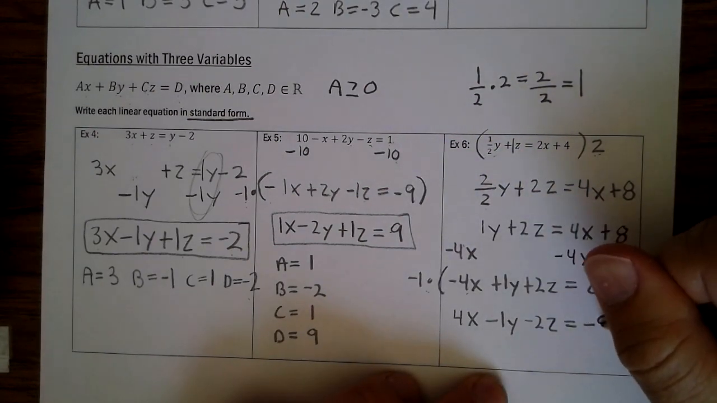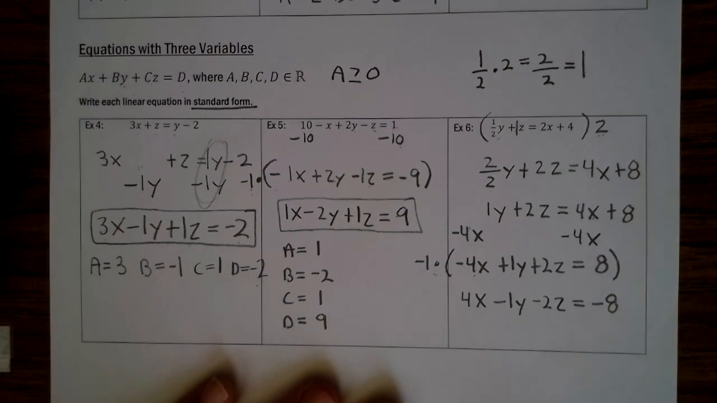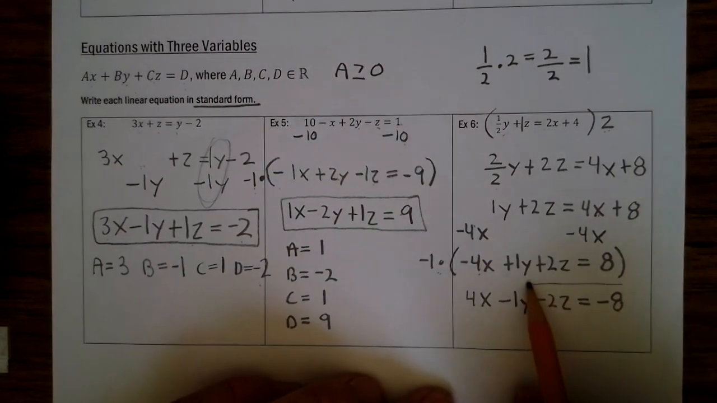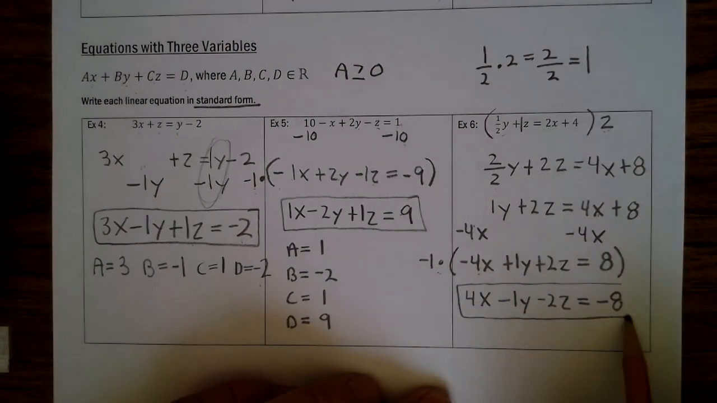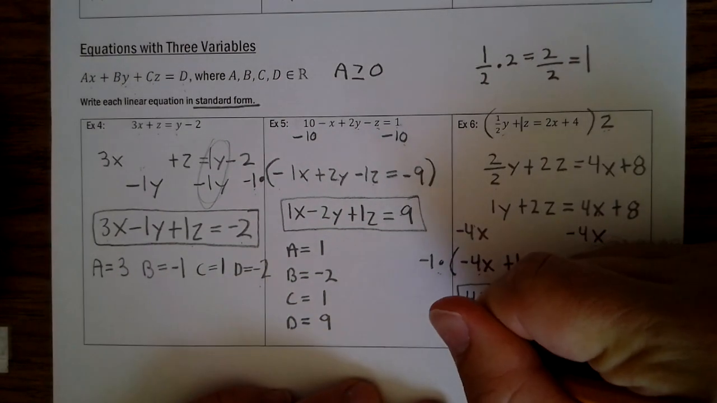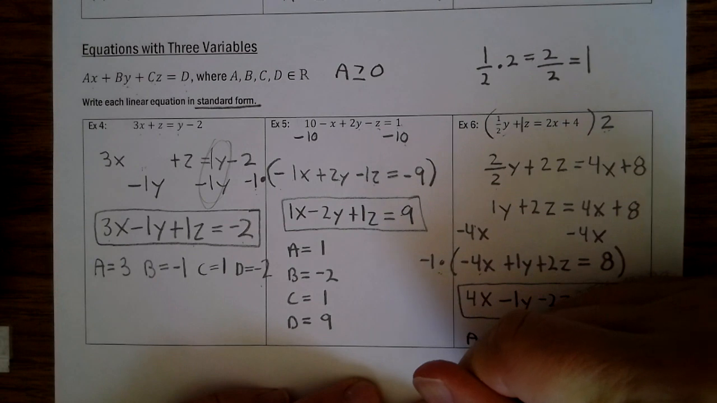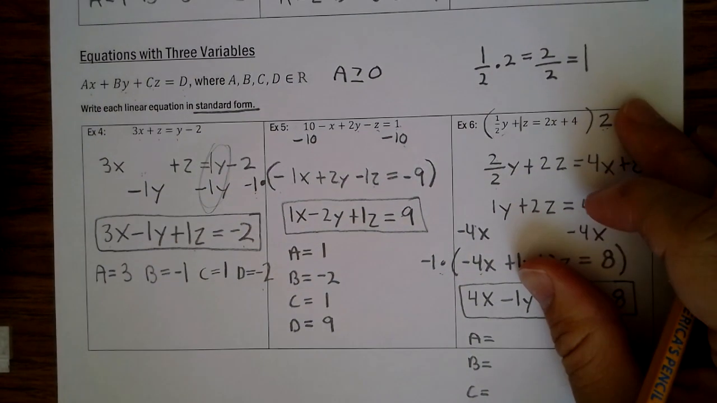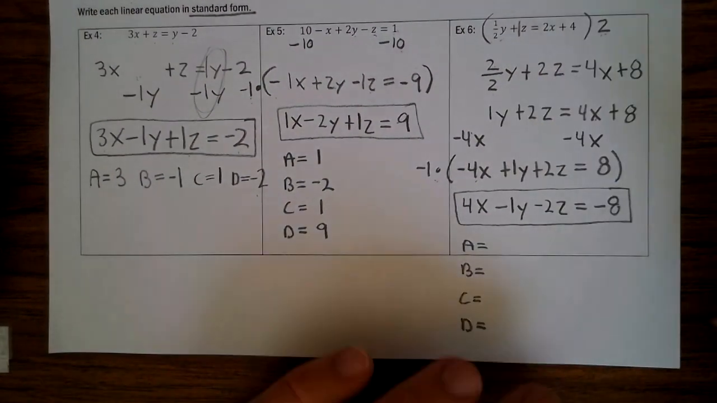Now we just define our variables. So a equals, b equals, c equals, and d equals. All right, so a is 4, b is -1, c is -2, and d is -8.